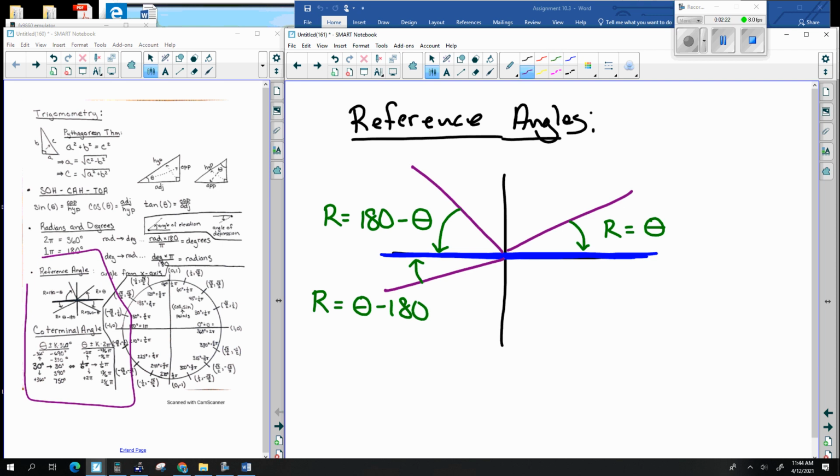And last but not least, if the angle is down here in quadrant 4, this would be your reference angle, and generally the reference angle is going to be 360 degrees minus whatever the angle is. So that's a quick version of what a reference angle is.